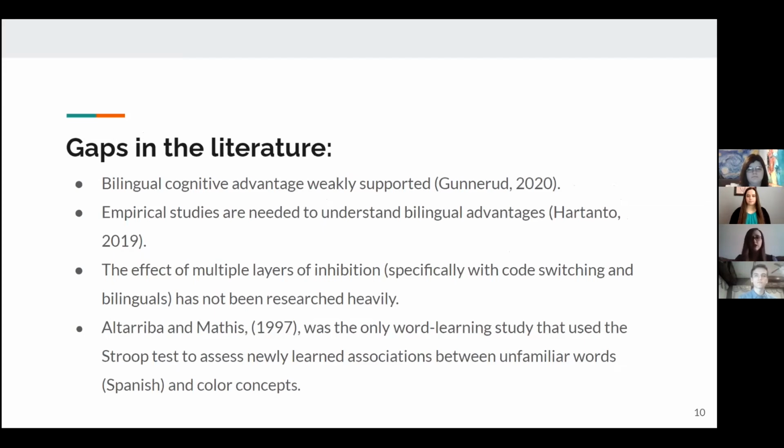For the gaps in literature, the bilingual advantage was weakly supported, with not many results shown in the literature. It also seemed like more studies are needed to understand the bilingual advantage, as not a lot of research regarding the multiple layers of inhibition was found. The study by Alteriba and Mathis was the only study that we know of that uses a Spanish Stroop test, but it was with one-word learning and color, compared to our study, in which we used two languages, English and artificial, as well as color.